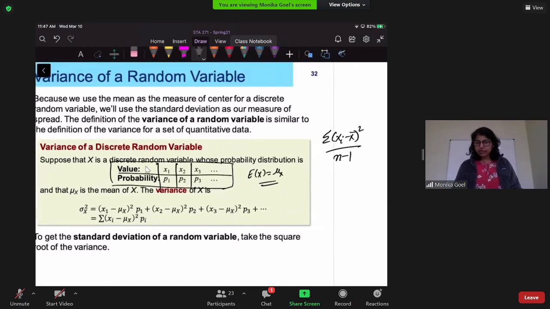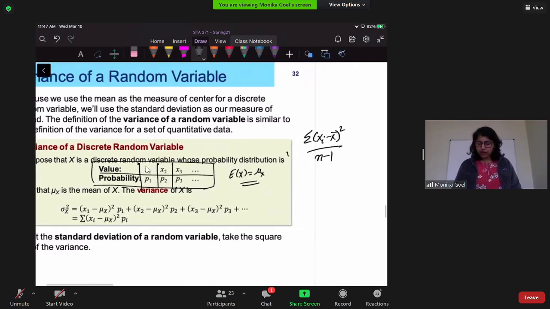Xi minus x bar square. This was our variance, and then we calculated standard deviation. We did the square root of that. We are still using the same formula, but we are not using this denominator part because now we have the probabilities. So what we do, we will subtract the mean from each observation, do the square, and multiply with its probability because now we have probability.